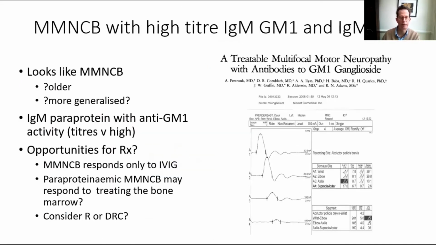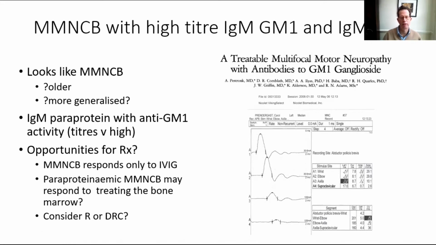And very rarely, multifocal motor neuropathy associated with anti-GM1 antibodies is paraproteinemic. And the classical features of conduction blocks seen here on the bottom right, originally described by Alan Pestronk, can be produced by a paraproteinemic anti-GM1 antibody. This looks pretty much like multifocal motor neuropathy with conduction block, but it's often in an older population and is slightly more generalized, not like the 40-year-old with asymmetric upper limb weakness.